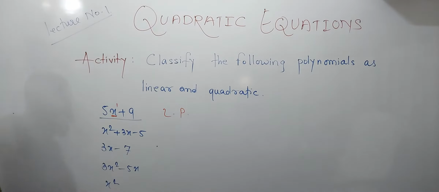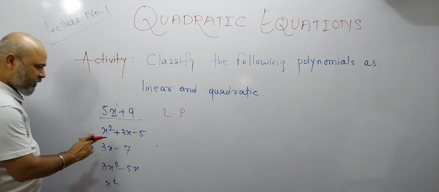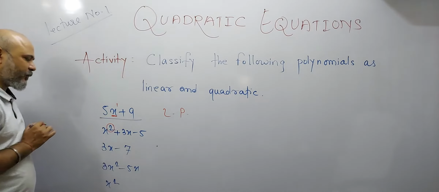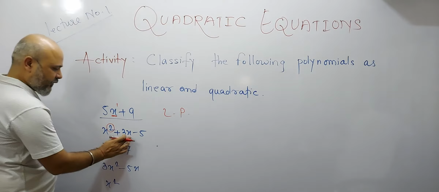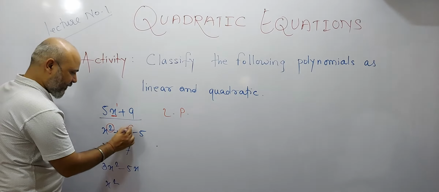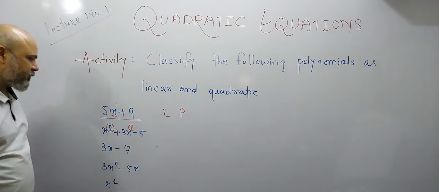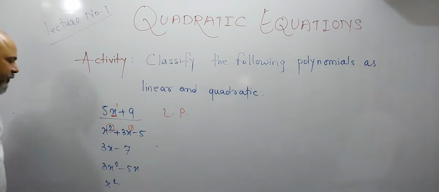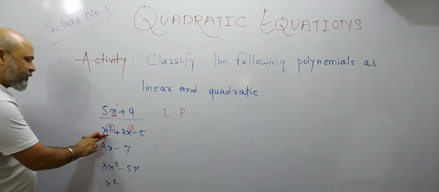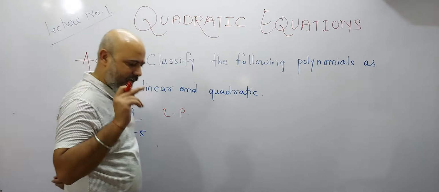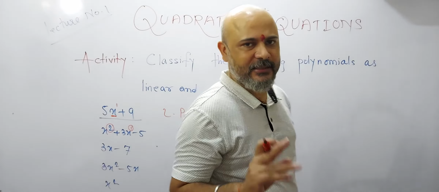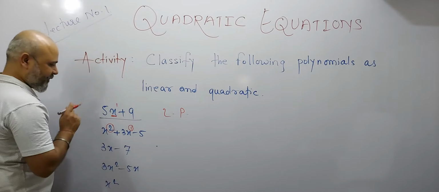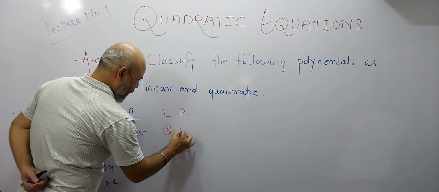When you observe the second expression, you will see that the highest degree of the polynomial is 2, because the degree of this variable x is 1. If there is no power, you will assume that the power is 1. So when the highest degree of the variable x is 2, then we will say that this is a quadratic polynomial. So write: second expression, algebraic expression is quadratic polynomial.